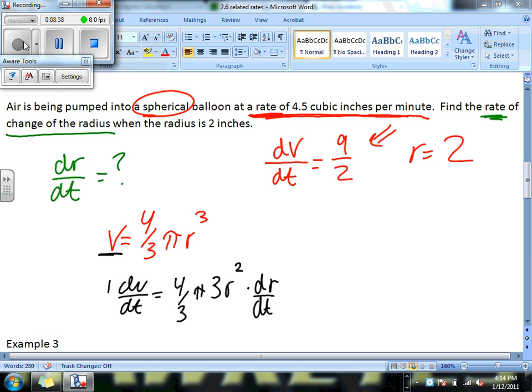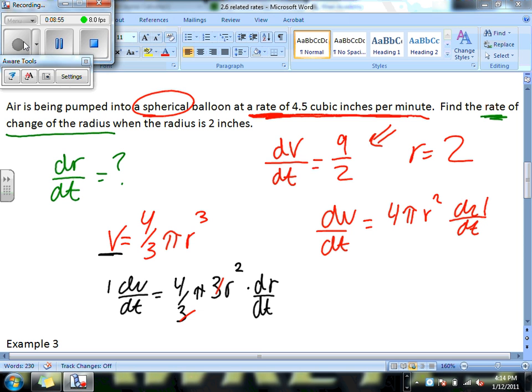Now I can simplify this a little bit. We can cancel our 3's out. So what I have now is dV/dt equals 4 pi r squared dr/dt.